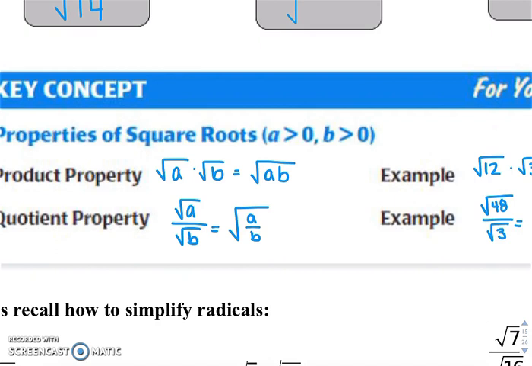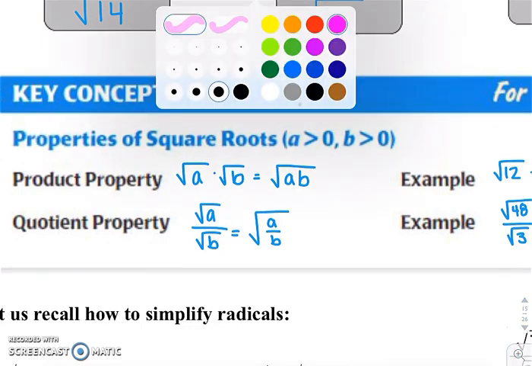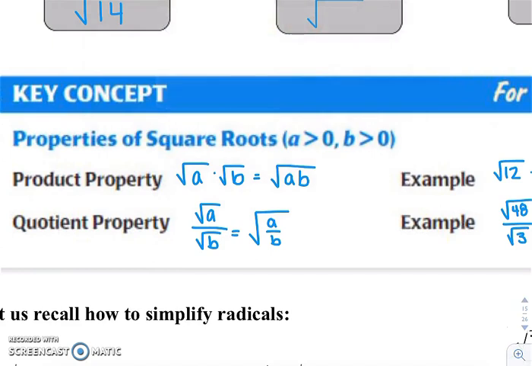And the same thing goes with division or a quotient. If you have the square root of A over the square root of B, you can make it just the square root of A over B. So you can separate them or put them together, whatever works or benefits you for what you're doing.